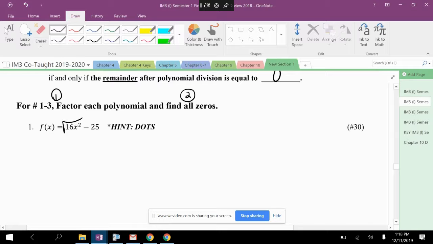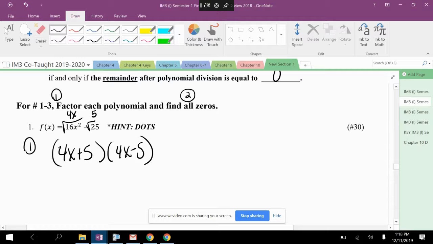What is the square root of 16x squared? 4x, you were close. Okay, and then what is the square root of 25? 5. Now you guys were really good at this. One was a positive, one was a minus, so I would have 4x plus 5 and 4x minus 5. My pen again is very glitchy, so I apologize. Now that's the factoring. That's your answer for the factoring piece. Then on the final, it'll be like, comma, x equals blank, x equals blank. It'll tell you like what are the zeros.